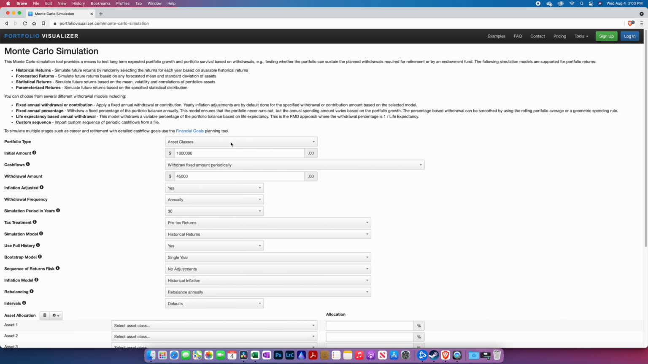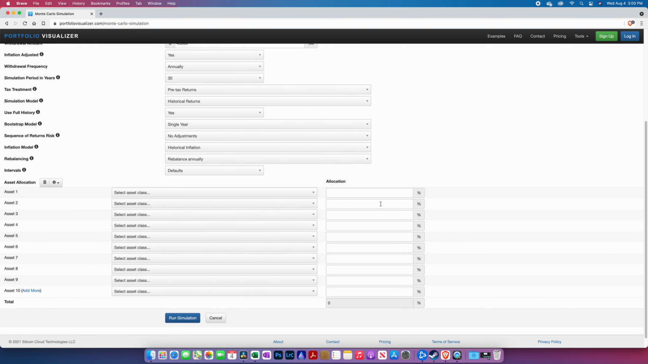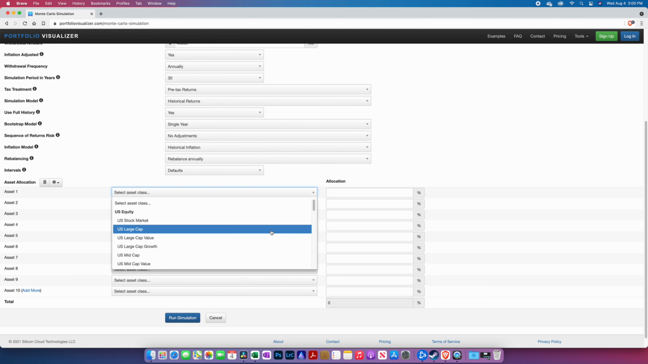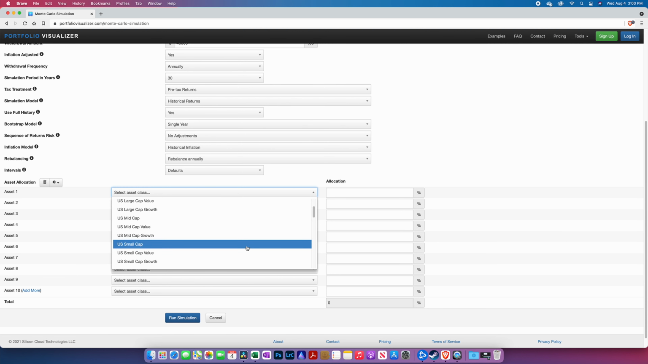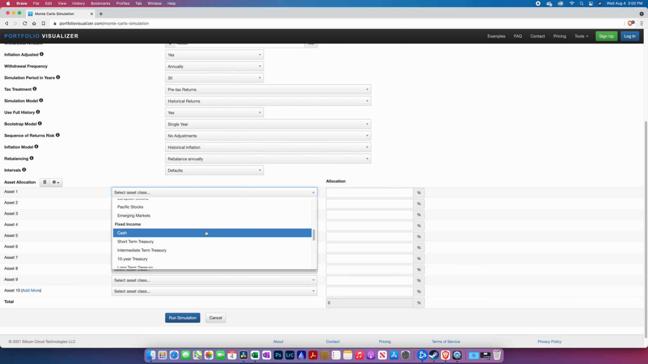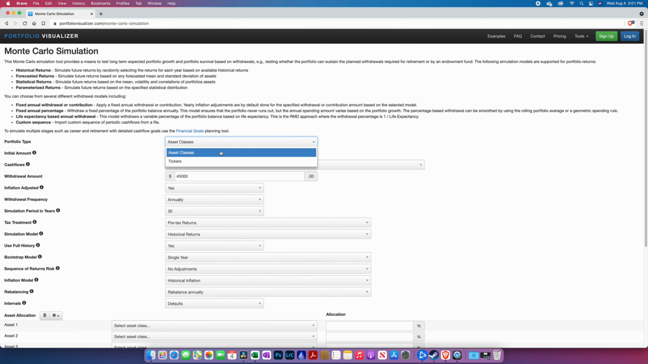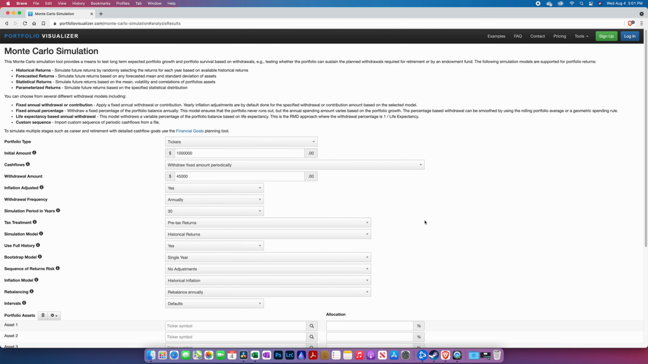The first thing is you have to decide if you're going to use asset classes or specific ticker symbols. If you're using asset classes, down here below where you're building the portfolio, you can select from the usual suspects: U.S. equities, either total stock market, large cap growth, whatever you may want. These are classes of assets that you can include, or you can do tickers. In my case, I'm going to use specific ticker symbols because that's how I've built the portfolio.